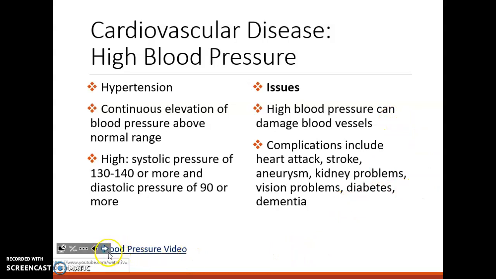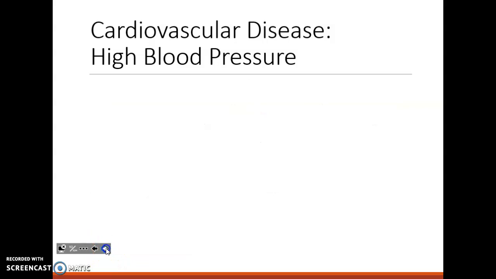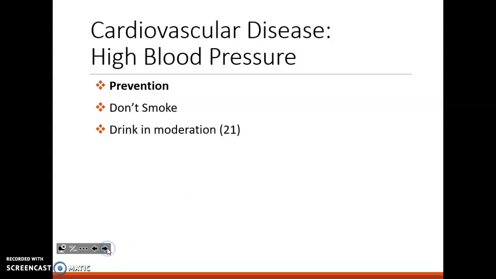So in class we'll watch a little blood pressure video, but let's look at how we could prevent it. One of the major things for hypertension is don't smoke. Smoking is one of the most unhealthy decisions you can make for yourself. So please don't smoke. Drink in moderation. That means over the legal age. Drinking in moderation is 1 or 2 drinks.